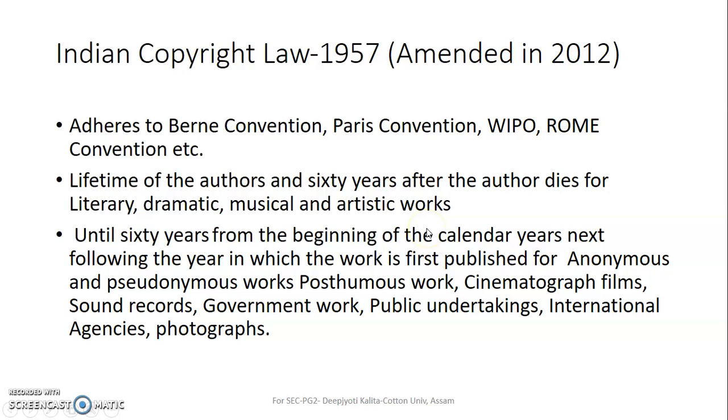That means if an author writes a novel, he will hold the copyright for the novel for his entire lifetime and for 60 years after his death. That means if an author dies in 2020, his copyright for the works will be over after 2080 only. That means it is protected for 60 years after death also for the copyright holder.